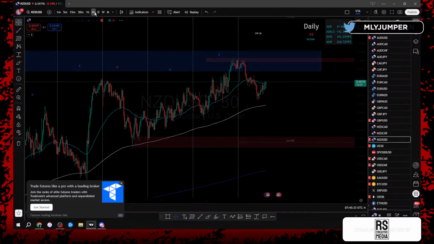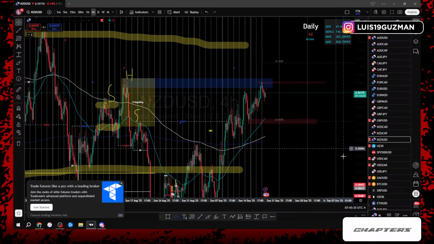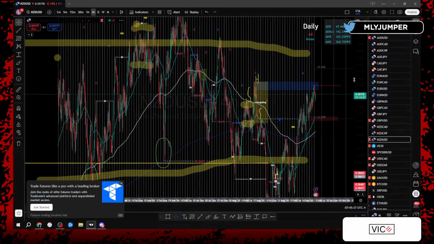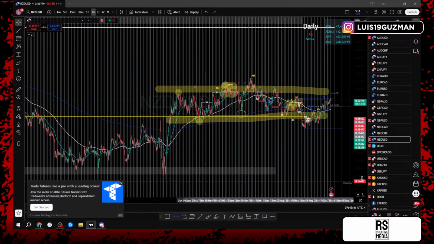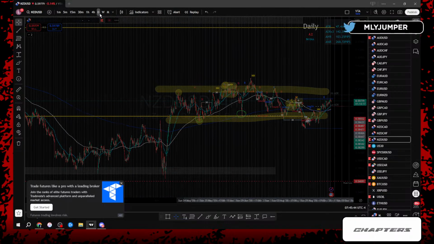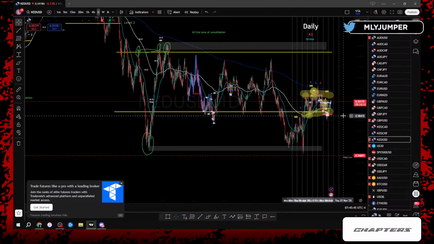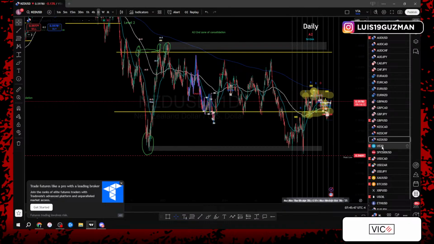NZD USD, I'm not trading it. Waiting for price to turn around. Once we start making lower lows and lower highs, I'll start trading it. Right now we're in the middle of the zone of consolidation on the 4-hour time frame. On the daily time frame, we're at the bottom of the zone of consolidation. I'm not going to be trading it.